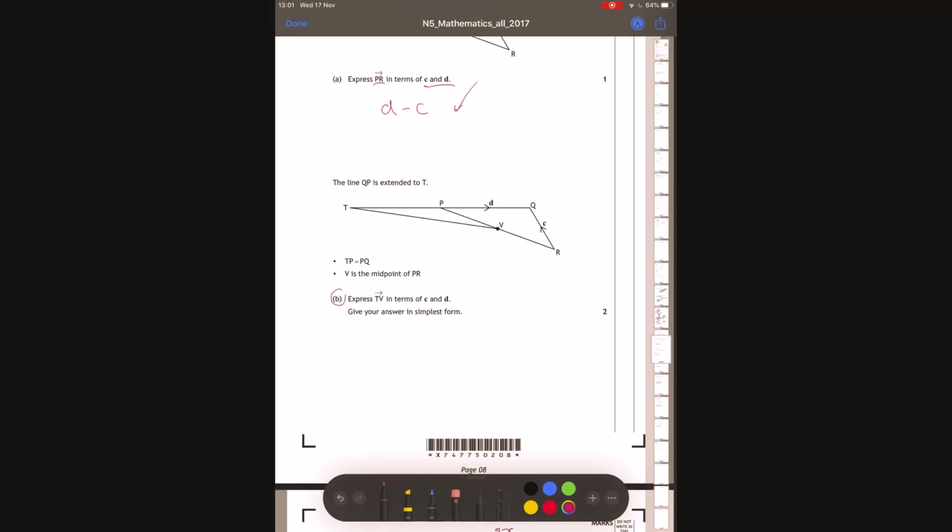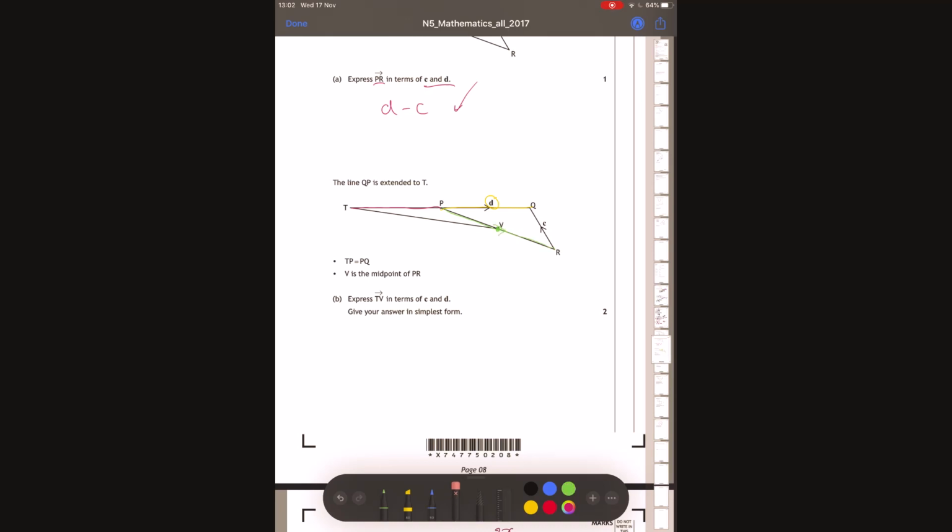So for part B, we need to express the journey from T to V, which is this journey here, in terms of C and D. Now, hint, this is a part B, which usually means we need to use our answer from part A, which we do. So we're told that TP, so this line here, is equal to PQ. And what is PQ equal to? D. So bear that in mind. And then V is the midpoint of PR.